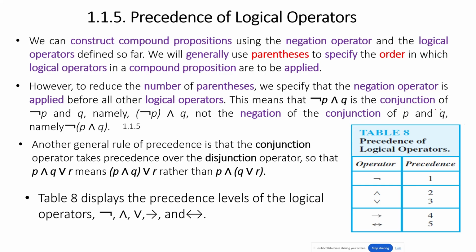This is the precedence. The first thing we start with is this negation operator. Then the and and or. We put them 2 and 3, but it's not really necessary to be 2 and 3.